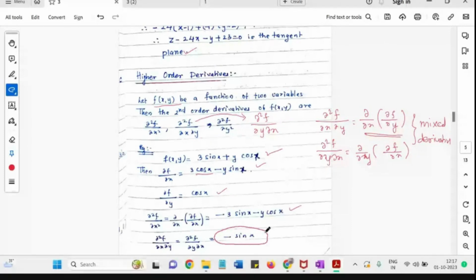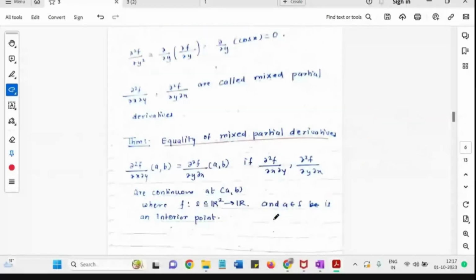Now the question arises, what is the condition for the equality of mixed partial derivatives? The mixed partial derivatives are equal if they are continuous at a point (a, b), otherwise not.